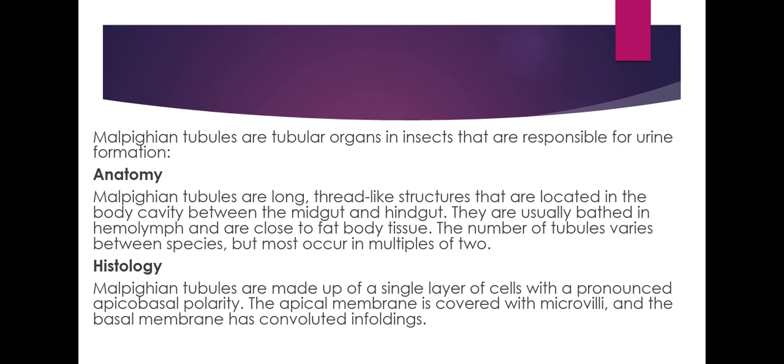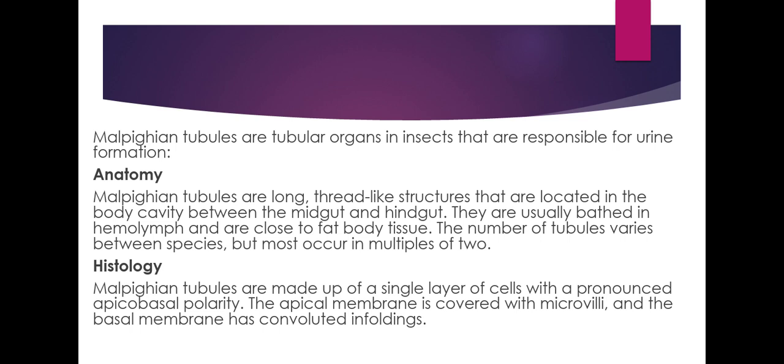Firstly, Malpighian tubules are tubular organs in insects that are responsible for urine formation. Its anatomy: Malpighian tubules are long, thread-like structures that are located in the body cavity between the midgut and hindgut. They are usually bathed in hemolymph and are close to fat body tissue. The number of tubules varies between species, but most occur in multiples of 2.